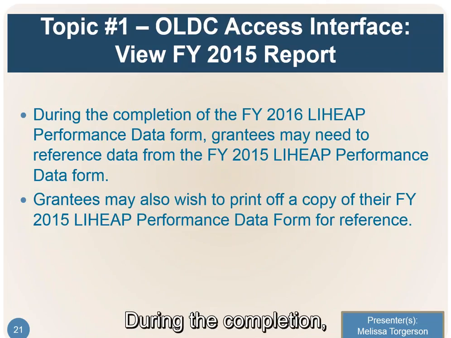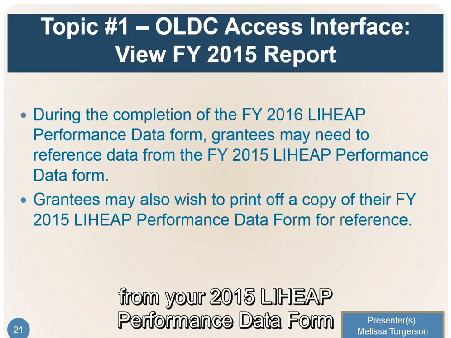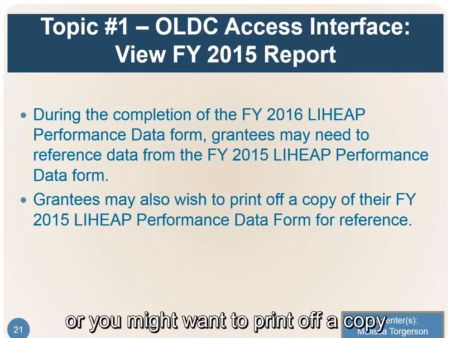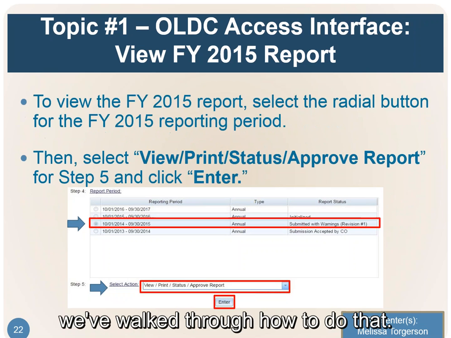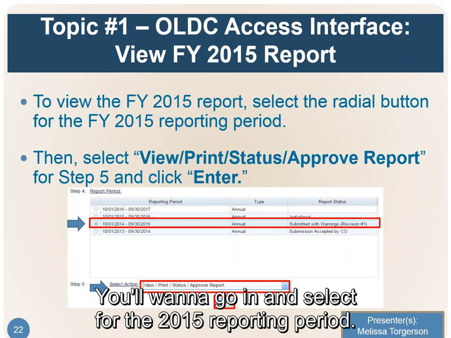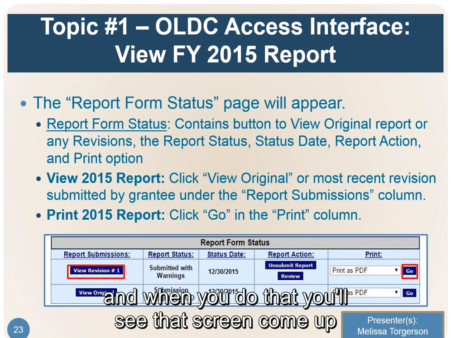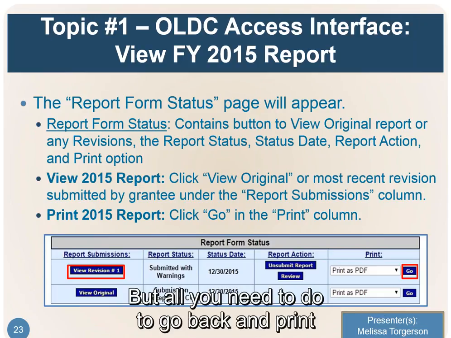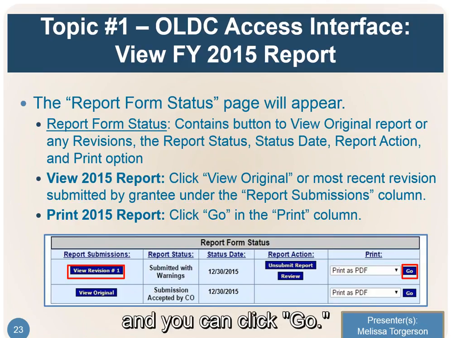During the completion, this is something a little different from the household report. During the completion of your performance data form, you may want to reference data from your 2015 LIHEAP Performance Data Form, or you might want to print off a copy to have next to you for reference. In the next few slides, we walk through how to do that. You'll want to select the 2015 reporting period. Once again, you're going to click View Print Status Approve Report and click Enter. When you do that, you'll see that screen come up where you can do a number of things, but all you need to do to go back and print is, on the very right-hand side, you'll see Print as PDF, and you can click Go.